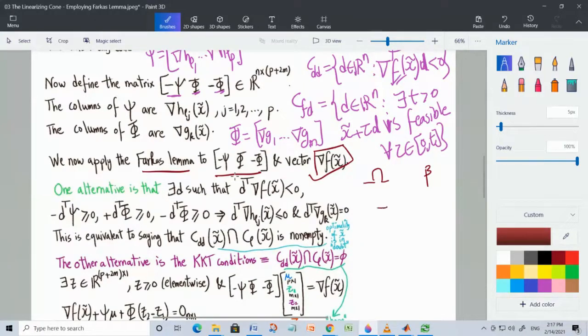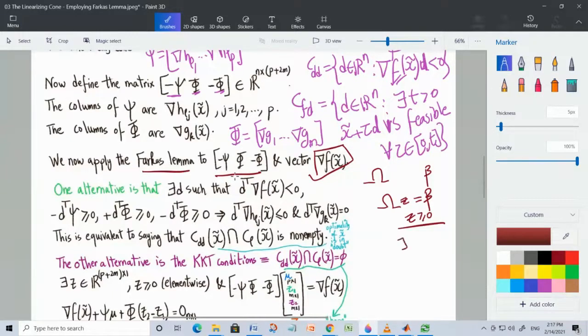We can find a non-negative vector, let's call it z, such that big omega z is equal to beta, and z is non-negative. So this is one alternative.